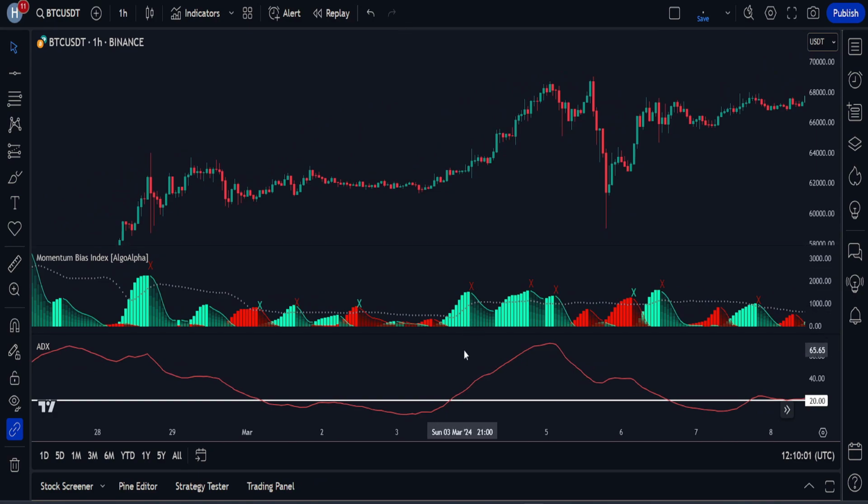We're going to use this red oscillator, also known as the ADX line, to identify the trend. Whenever it's above this white horizontal line, this would indicate that the market is trending. It could be in an upward or a downward trend.